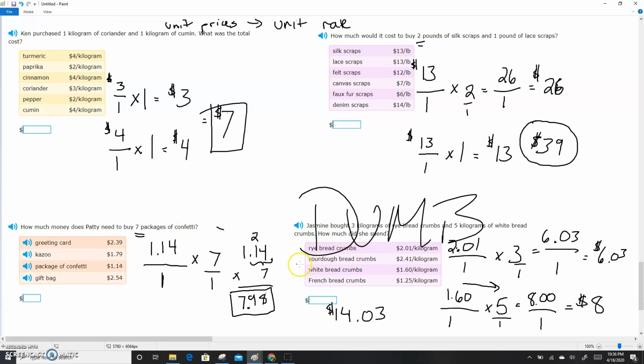Set up your unit rates, multiply them by the amount of units you want.